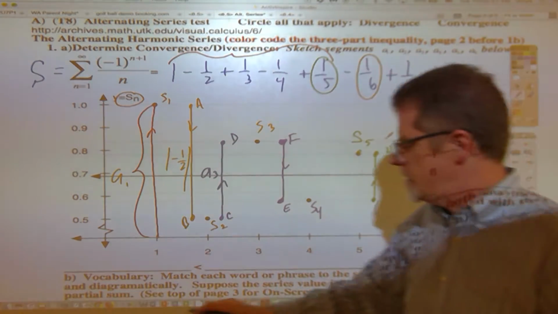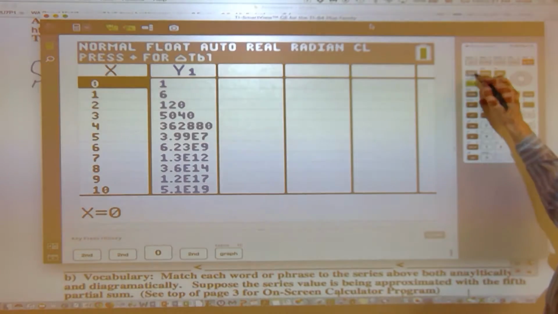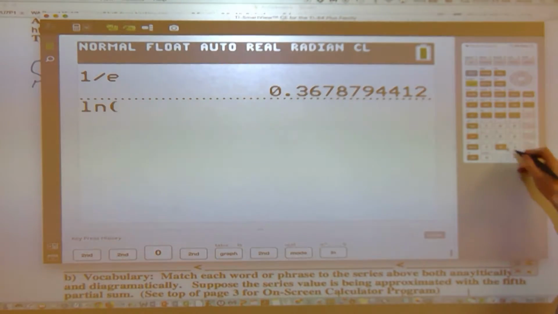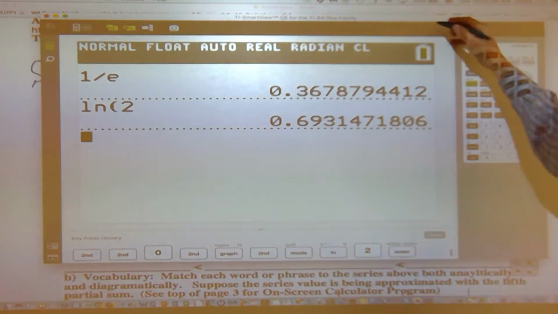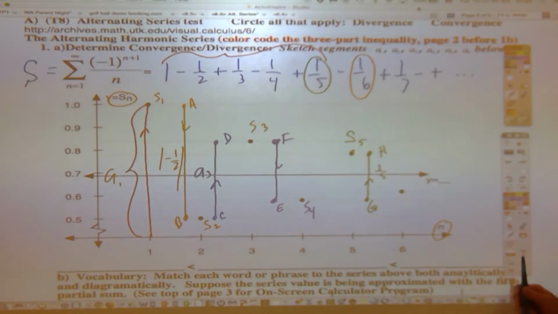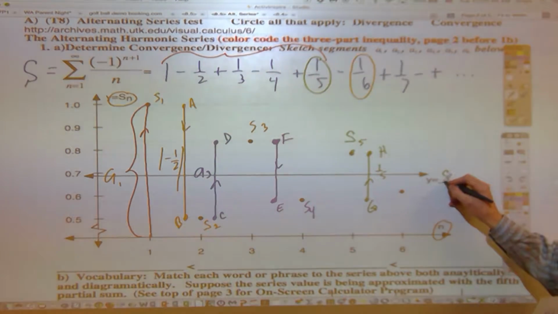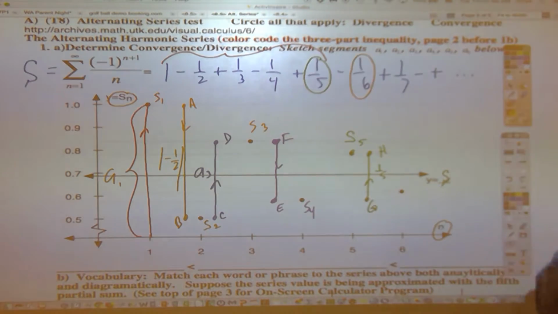Let's type that into the calculator. I don't know if my memory is serving me correctly on that or not. It's been a while, but natural log 2 is about 0.69. But this horizontal line right here is the true sum. We'll call it capital S. This horizontal line is y equals S, the true sum.